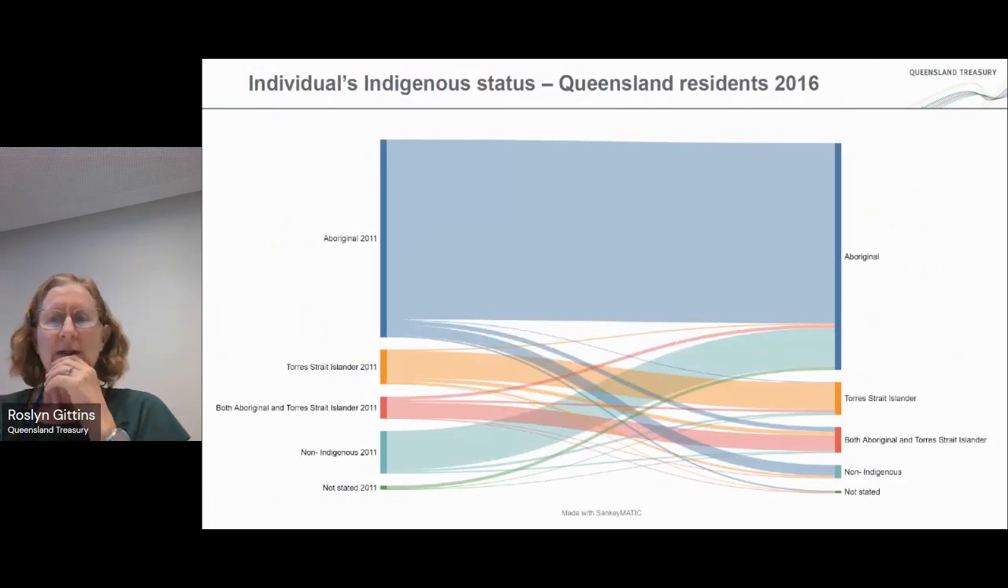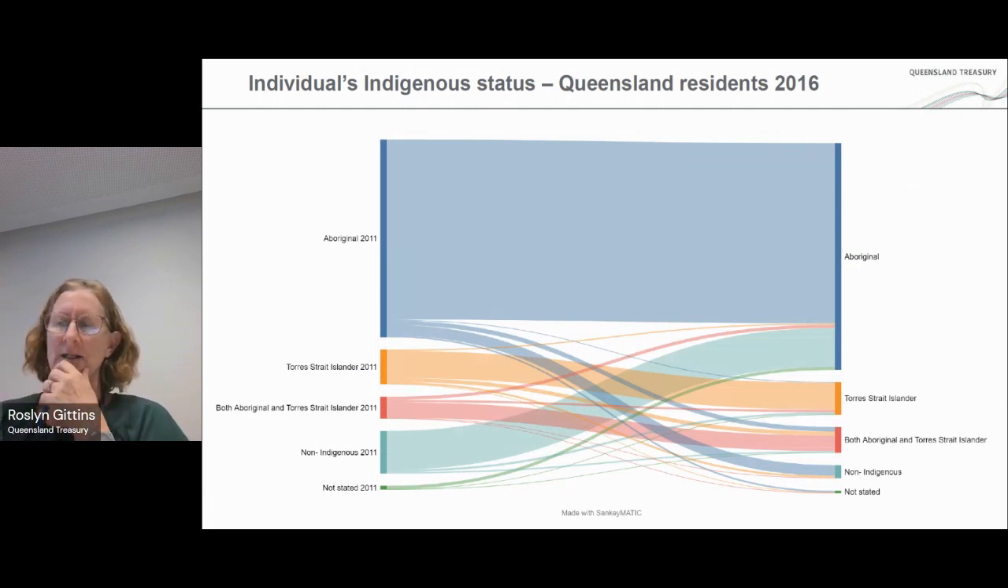So I'm going to have a quick look at the shift in identification change. People can choose, or someone may choose on their behalf, how they will identify in a census. We had a look at the Australian census longitudinal data set to get this information. It's not available for 2021 yet. So we've got 2011 on the left-hand side and 2016 on the right-hand side. We're looking at the status that people identified in 2011 on the left, and then if that's changed on the right-hand side, because people do choose to identify differently at different points in time.